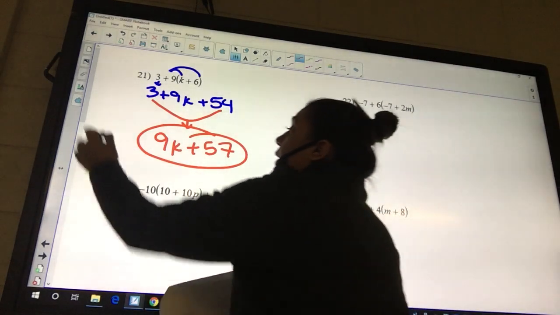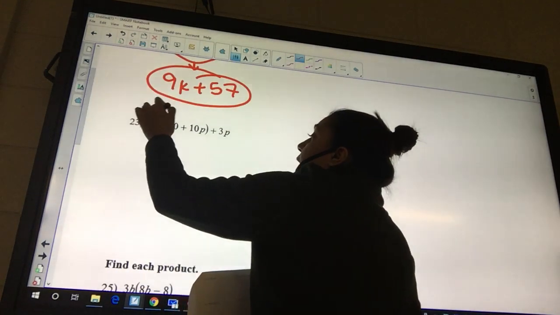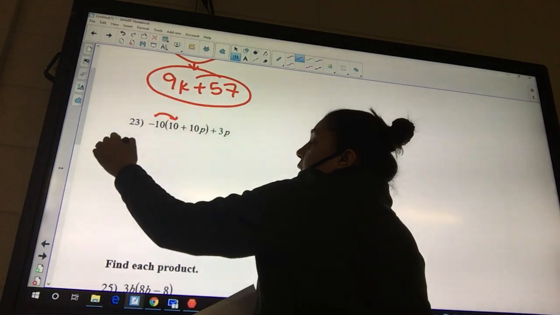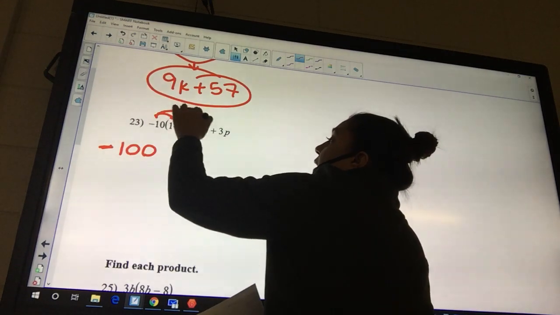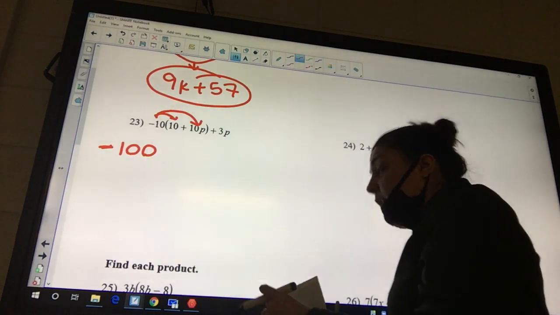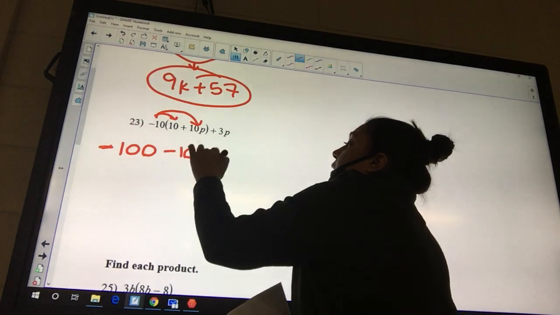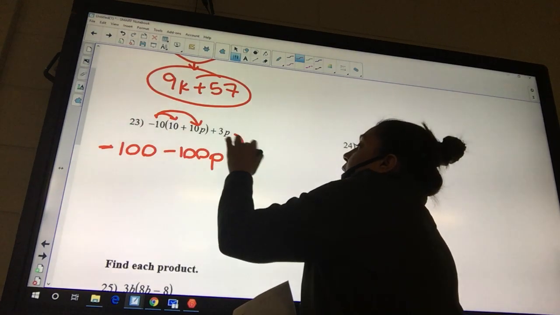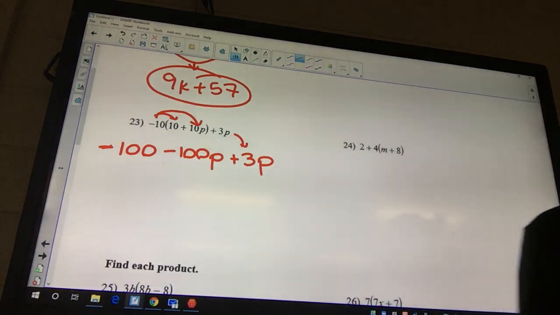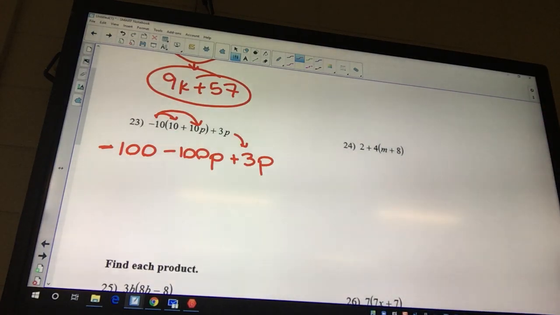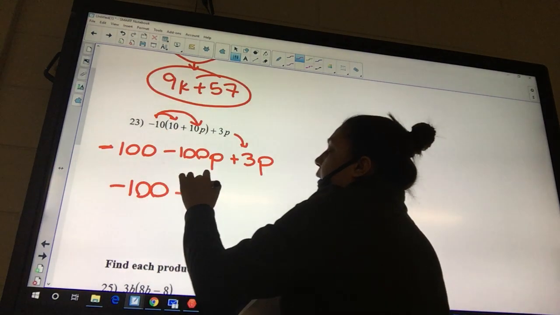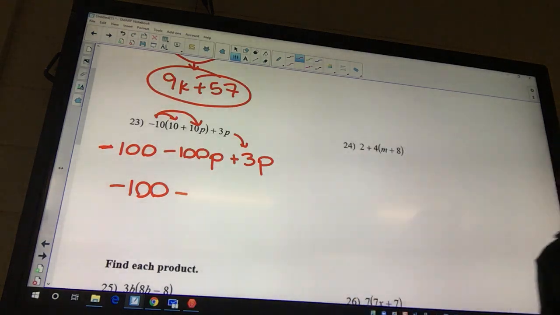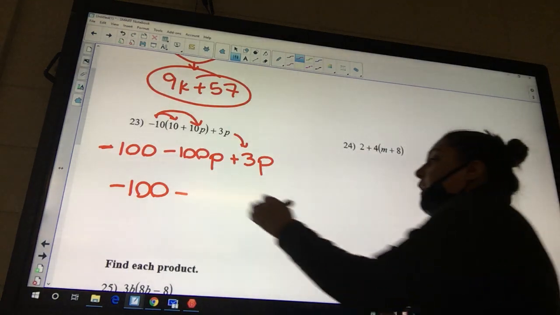Okay, look at 23. We're going to distribute. So negative 10 times 10p. Negative 100p. And then we still got this 3p over here. So we're going to add that. Plus 3p. Okay, what can we combine? Negative 100p and a 3p to give me what? Negative 97p.